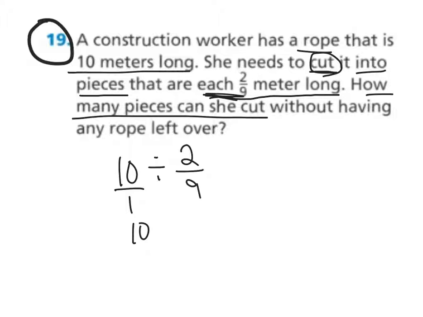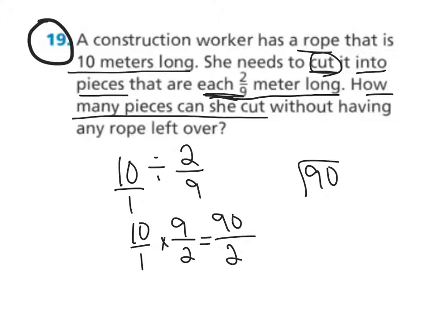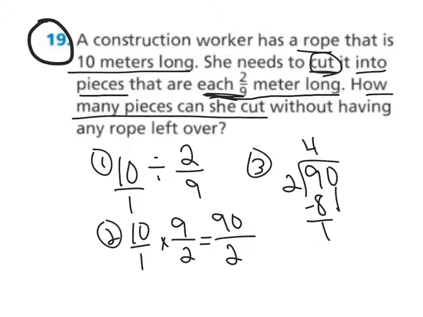We can put it as 10 over 1. We can do keep, change, reciprocal. And then once we get to that point, we'll get 90 divided by 2. And then we can just divide that out. These are kind of our steps here, what we're doing, if you want to keep track of where we're at. So it would end up being 45. So she could cut 45 pieces of rope here.